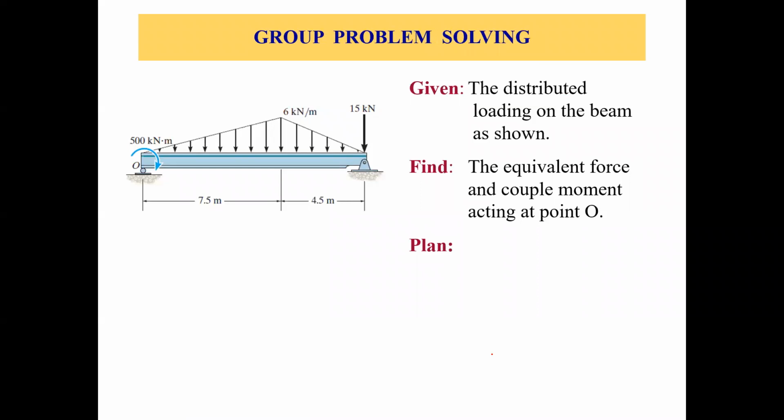Again, we have this beam. This is point O, right? And we have a moment acting 500 kilonewton meter at point O. Then we have these two triangular loadings with the maximum magnitude of 6 kilonewtons per meter. And we have a concentrated load acting at the right edge of the beam, 15 kilonewtons. The dimensions are given, 4.5 meters, 7.5 meters. So distributed loading as shown on the beam.